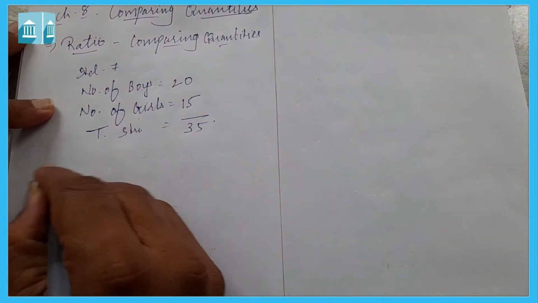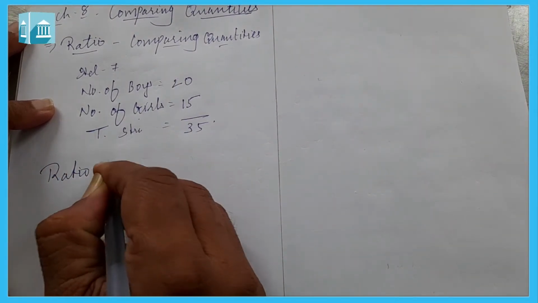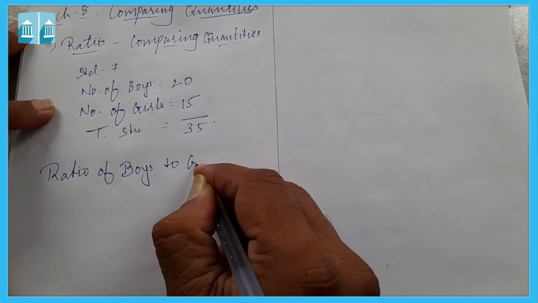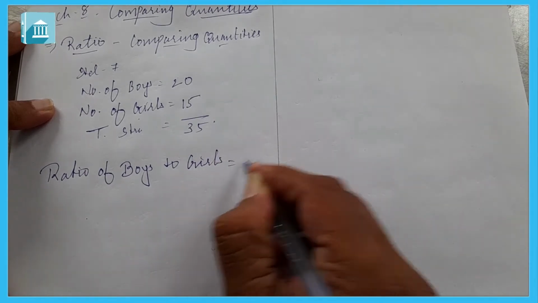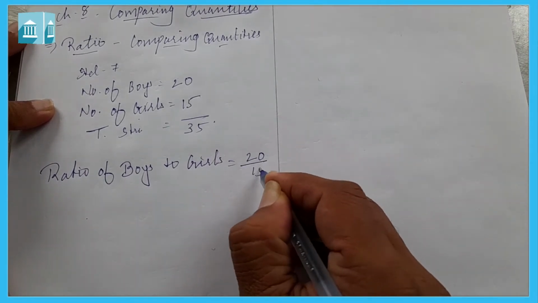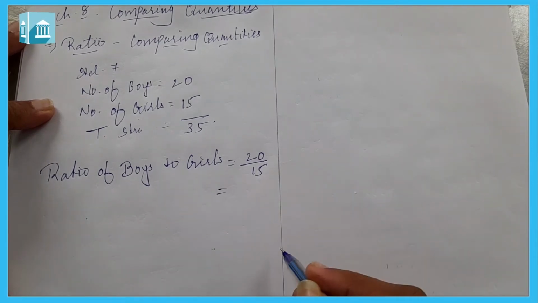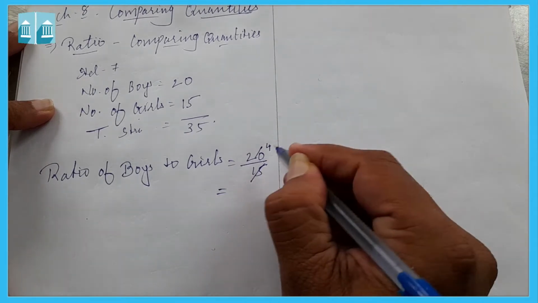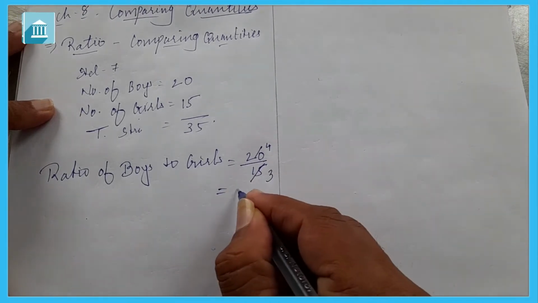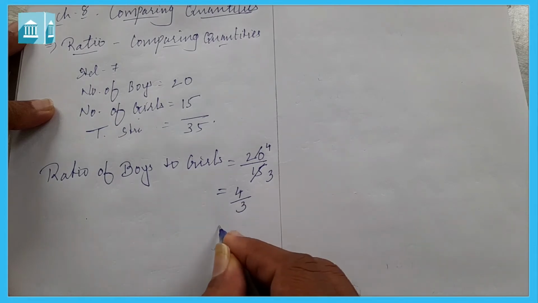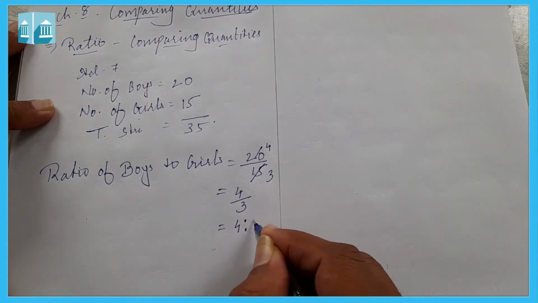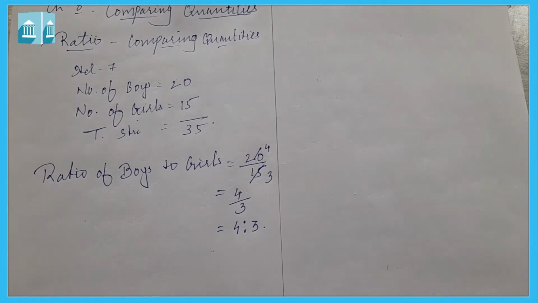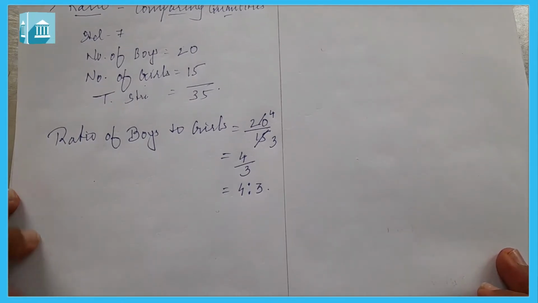So let us see the ratio of boys to girls. Ratio of boys to girls means 20 upon 15. Now we also know that we always find the ratio in standard form. These both are divisible by 5. So we can say it is 4 upon 3, which is equal to 4:3. So the ratio of boys to girls is 4:3.